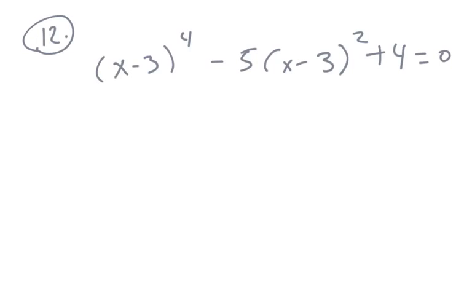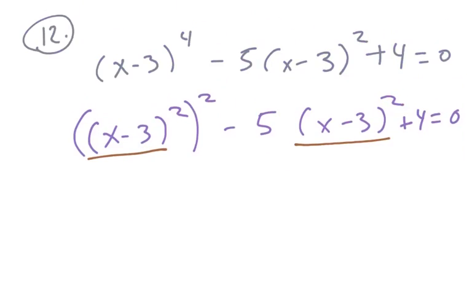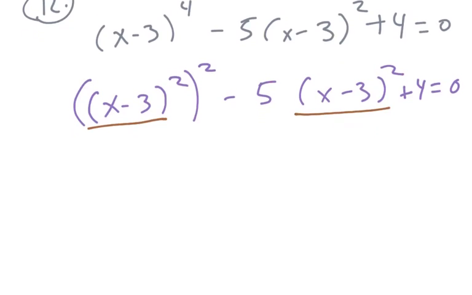Okay, let's take a look at this question here. We are asked to solve the equation, and then at the end it says find the product of the solutions. So what I want to first do is rewrite this as (x minus 3) squared minus 5 times (x minus 3) squared plus 4 equals 0. So the point of doing what I just did is so I can get (x minus 3) squared together.